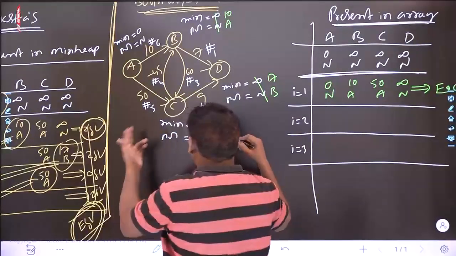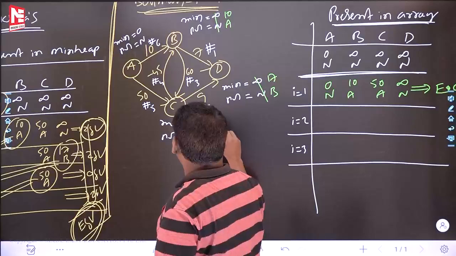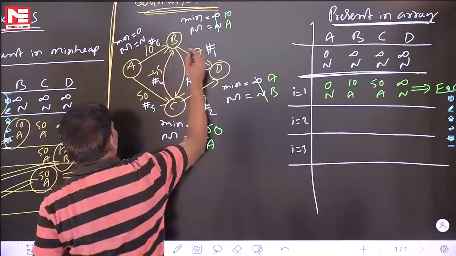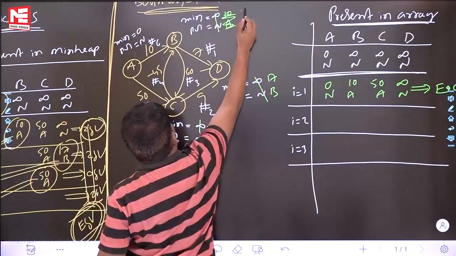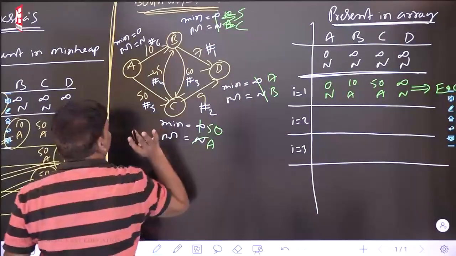Go to the edge number 4. C to B. C value 50. 50 minus 45, see 5. 5 from where? C. Edge number 4 also completed.